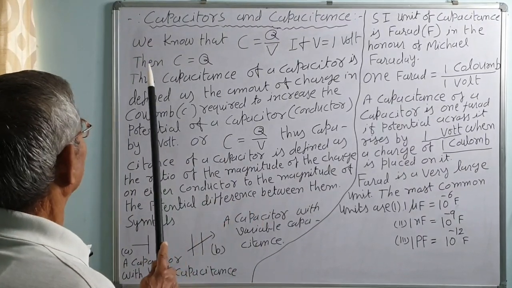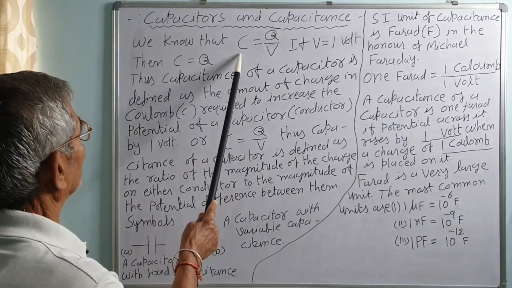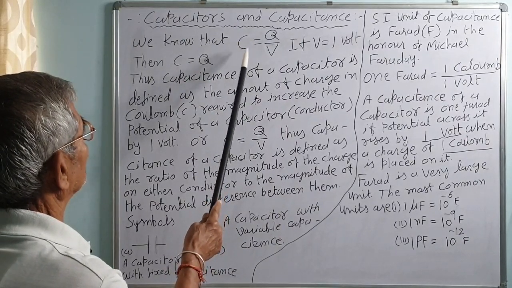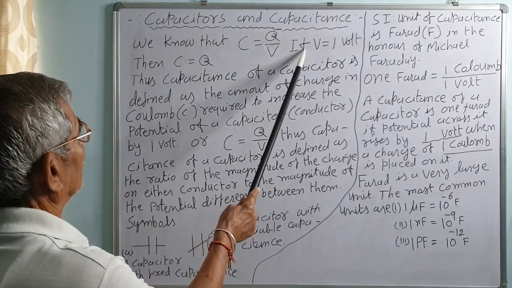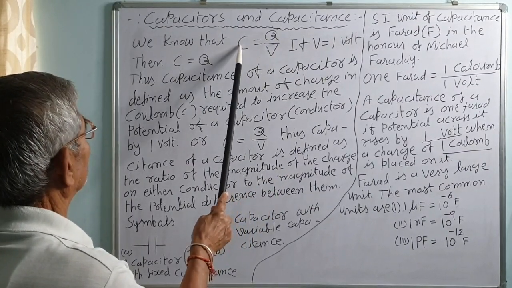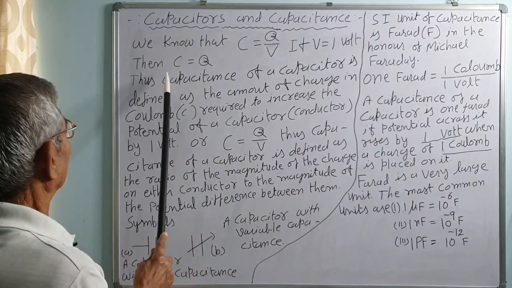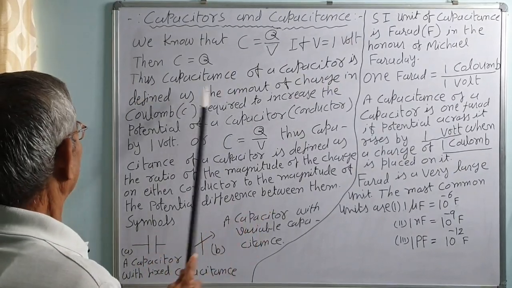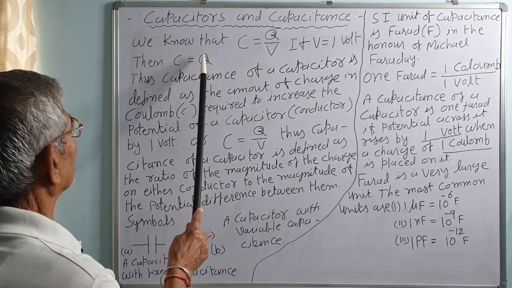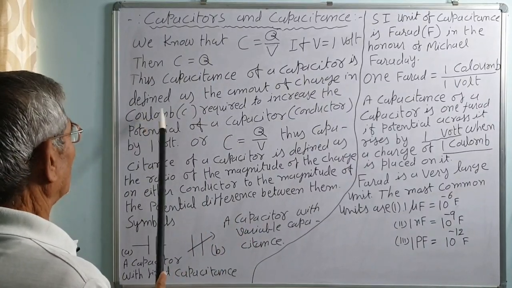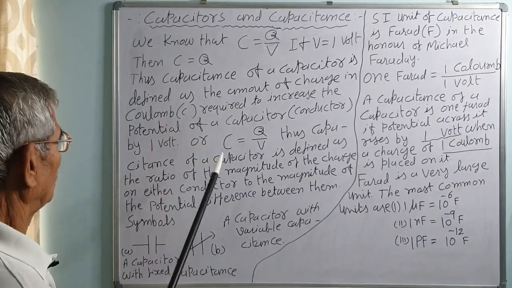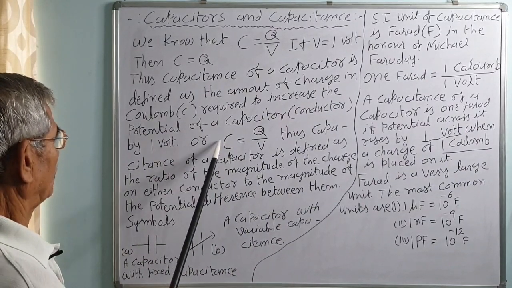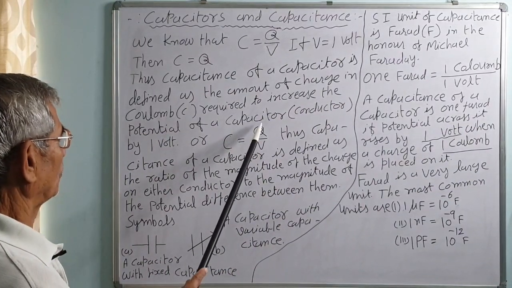Capacitors and capacitance. We know that the capacitance C of a capacitor is given by the equation C is equal to Q by V. If V is equal to 1 volt, then C will be equal to Q. Thus, capacitance of a capacitor is defined as the amount of charge Q in coulomb required to increase the potential of a capacitor by 1 volt. C is equal to Q by V, that is, it is the ratio of the charge to the potential.